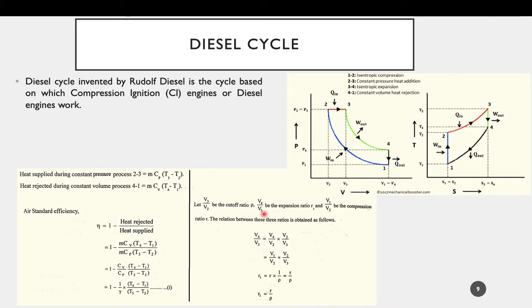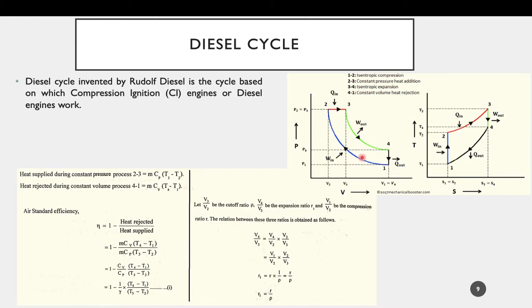Next is V4 by V3. This is state point 4. This is the expansion process from 3 to 4. So V4 by V3 is the expansion ratio, represented by R1. And V1 by V2: V1 is the total volume and V2 is the clearance volume. So V1 by V2 is the compression ratio R, that we know.